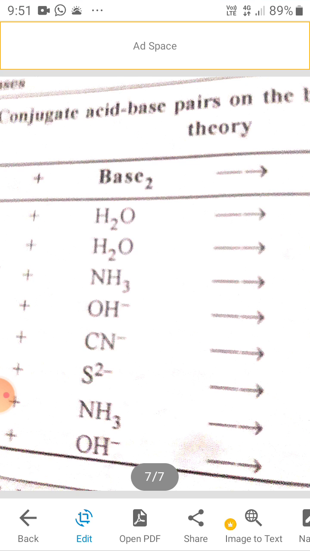Lastly, we have the table which gives us conjugate acid base pairs on the basis of Bronsted and Lowry theory, such as HCl plus water gives Cl minus plus H3O plus, sulfuric acid plus water gives HSO4 minus plus H3O plus, and so on.